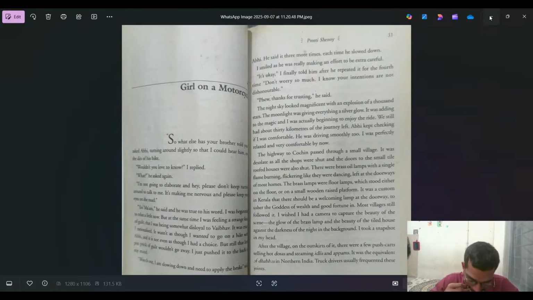After the village, on the outskirts of it, there were a few push carts selling hot dosa, steaming idlis and upma. It was the equivalent of dhabas in northern India. Truck drivers usually frequent these joints.